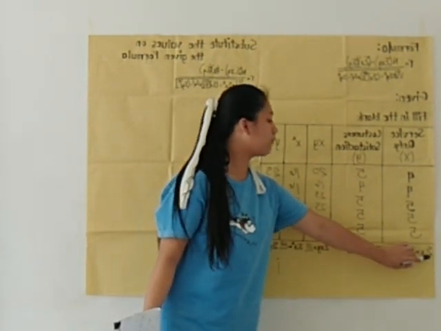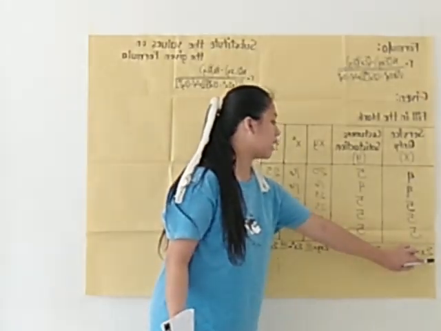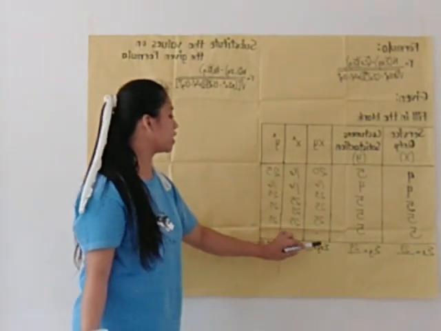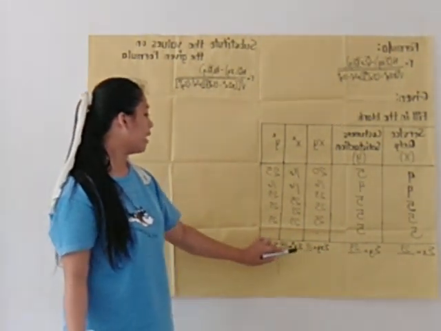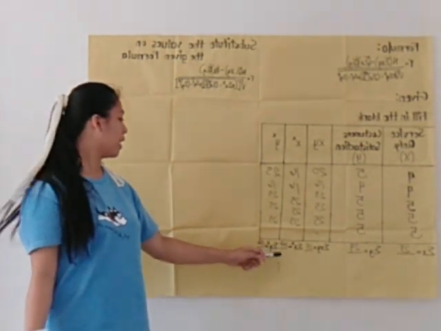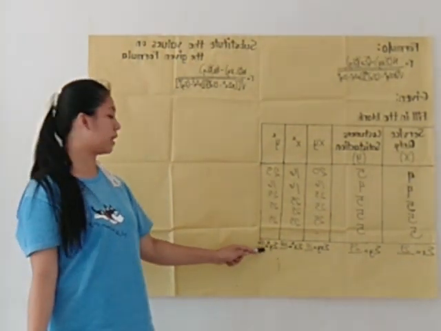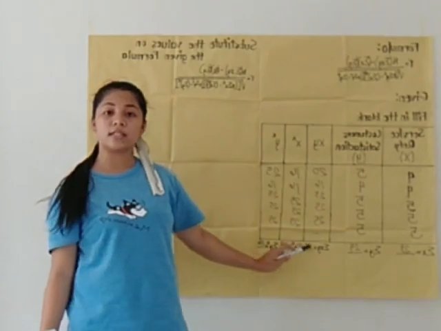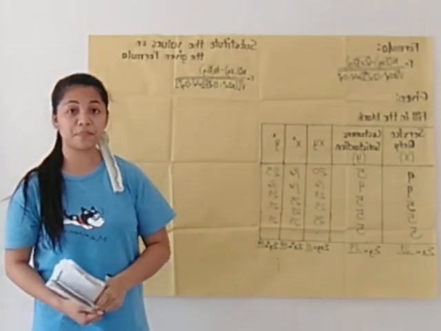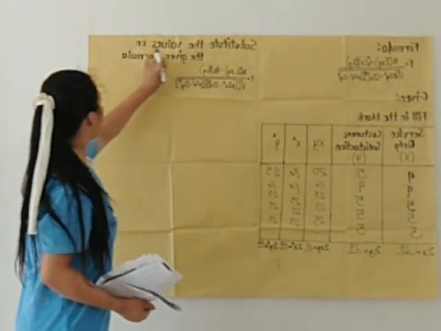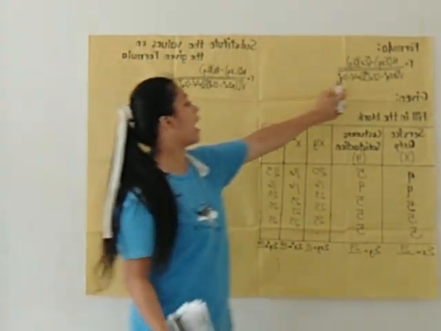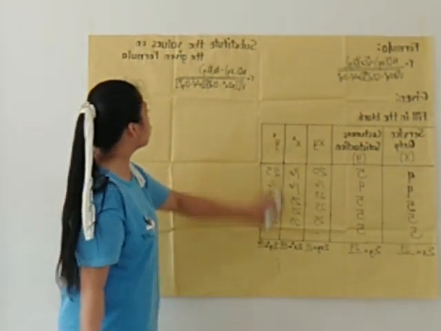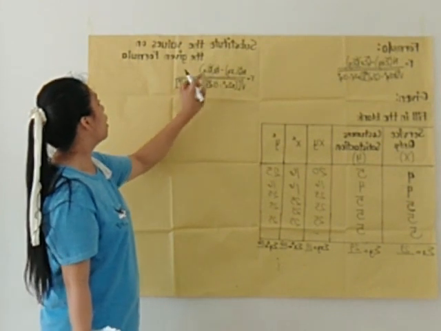So the summation of x is 23, summation of y is equal to 24, summation of x and y is equal to 111, summation of x squared is 107, and summation of y squared is 116. So we already got the answers in this table. The next step is we need to substitute the values into the given formula. We already had the formula for Pearson correlation. So all we need to do is substitute all the values on the given formula.